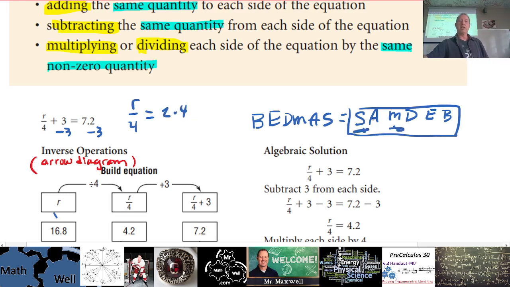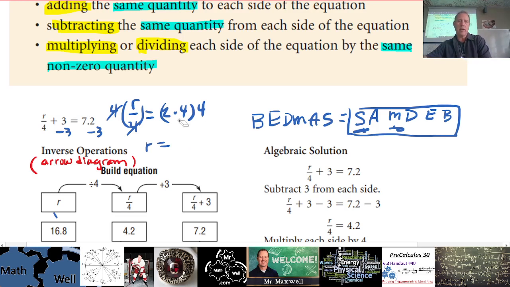So 2.4. So we've done that. Now we do multiplication and division. Well, r is divided by 4, so let's do the opposite of dividing. Let's multiply by 4. And so the 4's now cancel out on this side, 4 divided by 4. And we have r equals 2.4 times 4.